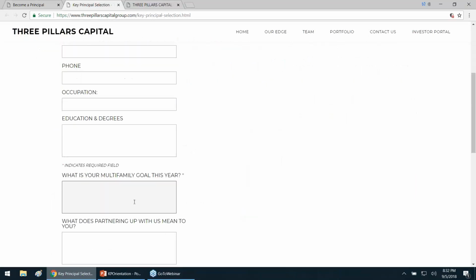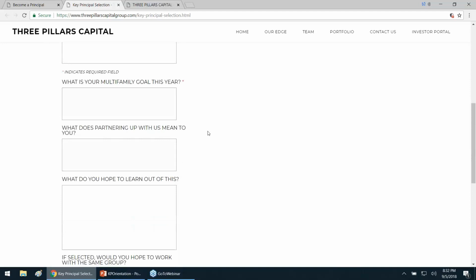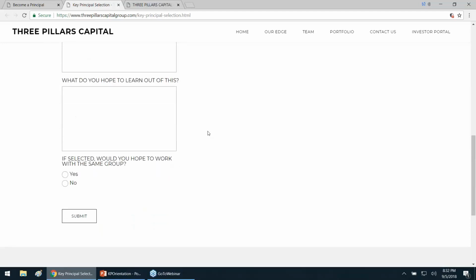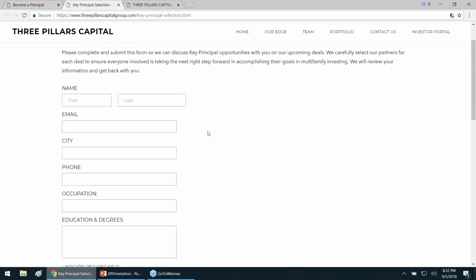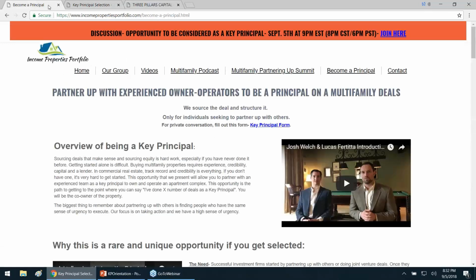Once you fill that form out, we will get that in our email, and then we'll take the communication with you further after that. It just asks you basic questions like, what's your multifamily goal for this year? What does partnering up mean to you? Why are you looking to partner up with someone? What do you hope to get out of this? And things like that. Get your contact, your email, so we can reach out to you. So I'm going to do that, and then we'll take it from there.